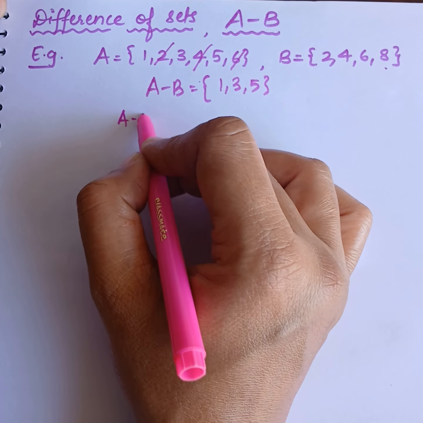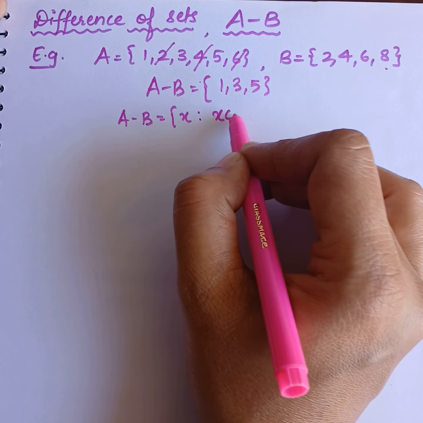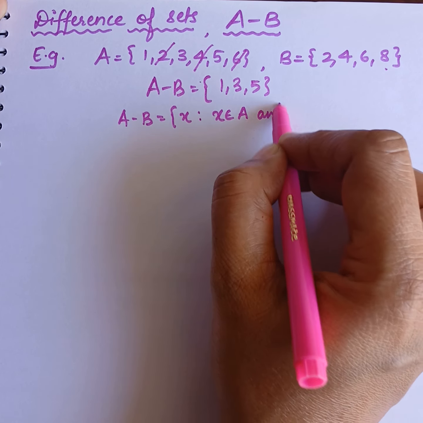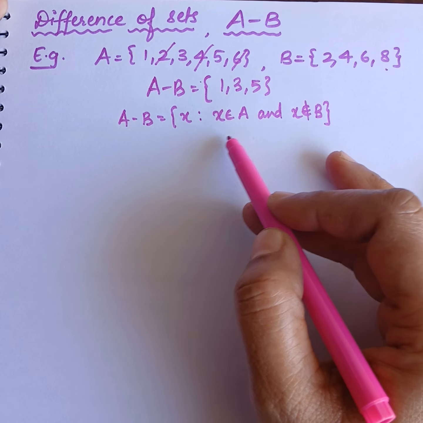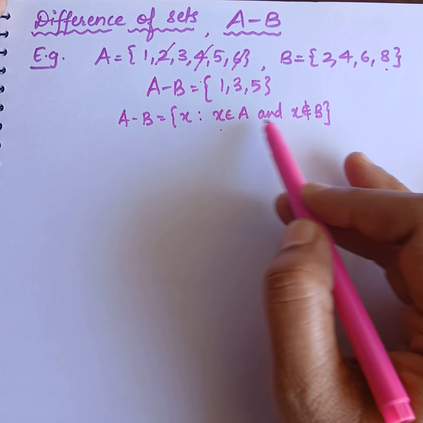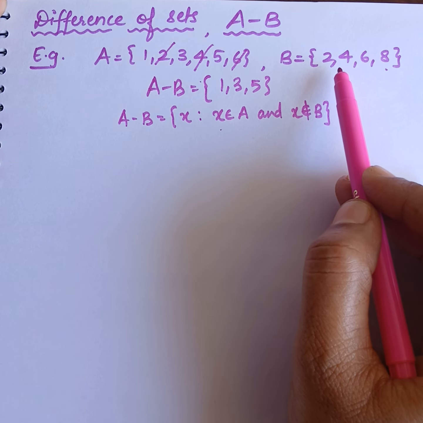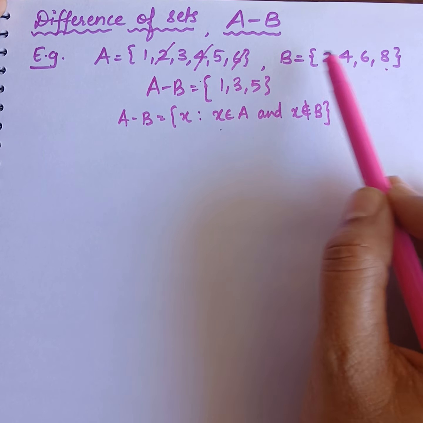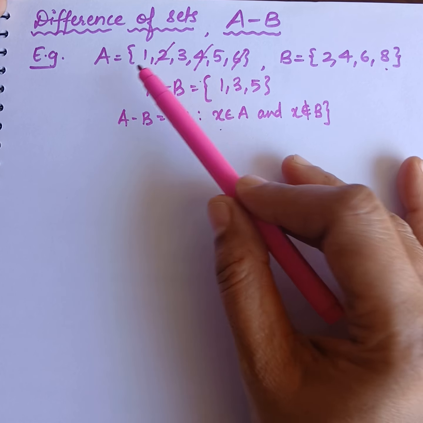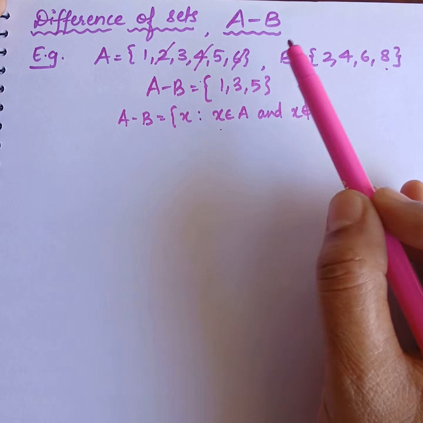So how can I write A minus B in set builder form? {x such that x belongs to A and x doesn't belong to B}. So I have to take only the elements which are there in A, but they should not belong to B. If 2 belongs to B, that element I should remove from A. 4 belongs to B, that element I should remove from A. 6 belongs to B, that element I should remove from A.